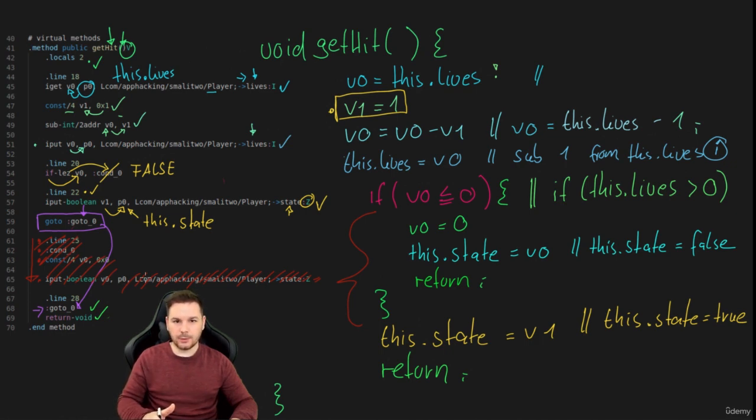So now the question is, do we get the same result? It would be ridiculous if not, right? Let's have a look. So in our case, in our Java code, we have this.lives greater than 0, then move on.